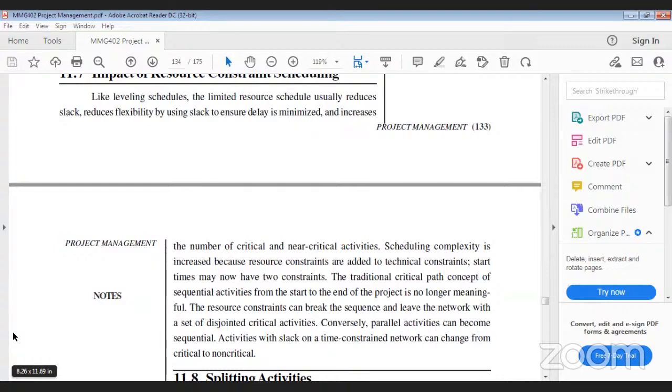Conversely, the parallel activities can become sequential. Activities with slack on the time constraint network can change from critical to non-critical also.